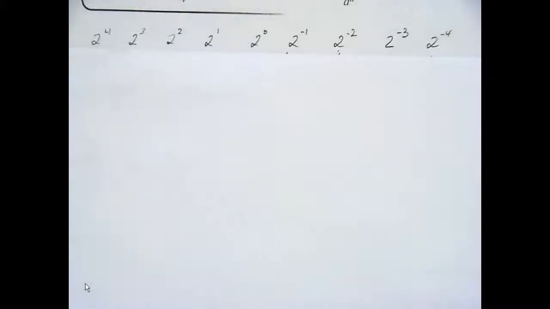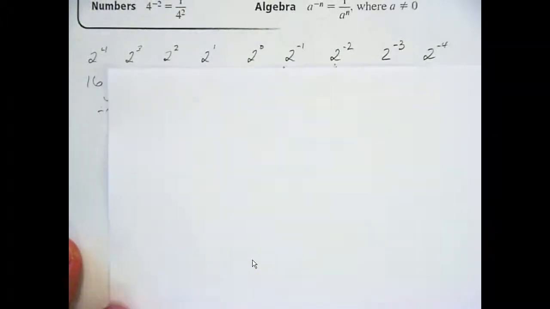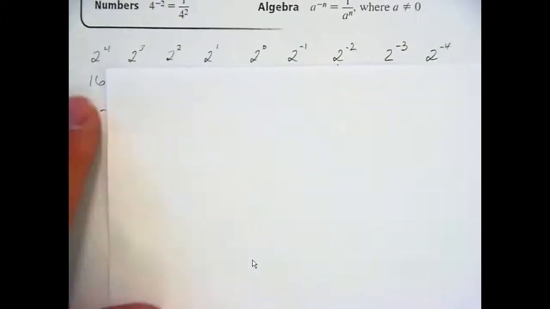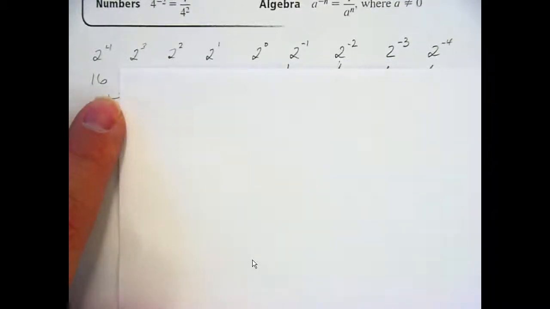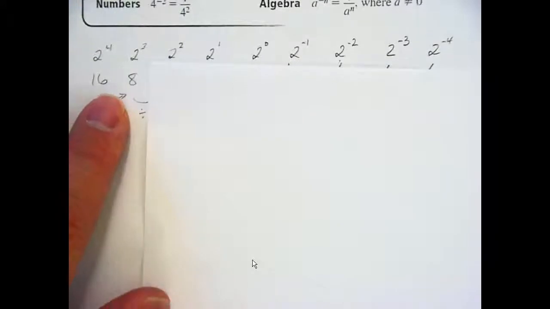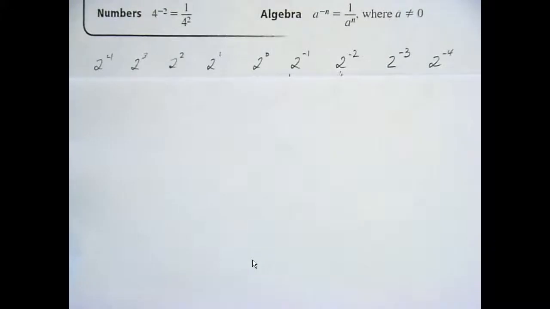Let's go ahead and see. 2 to the 4th is what? Oh, tough. Okay, 2 to the 4th is 16, correct? Okay, 2 to the 3rd is what? 8? Okay, that's true. Keep going. Figure out all those there. Too hard? No, you got them all?